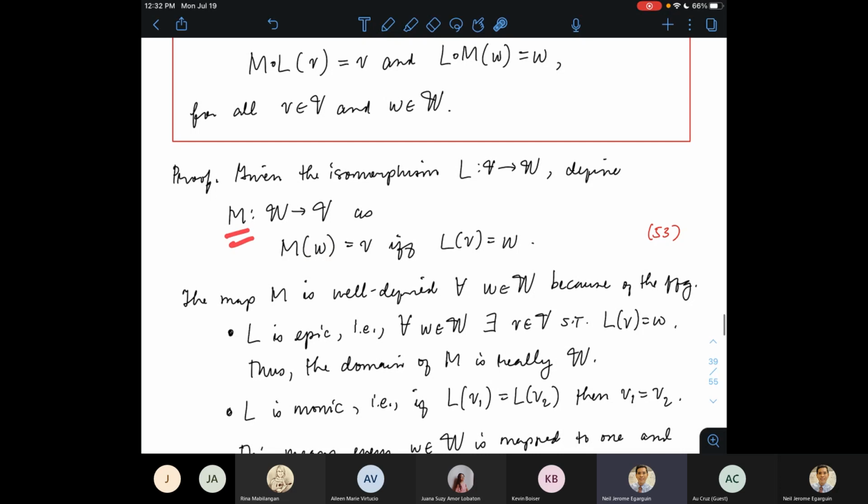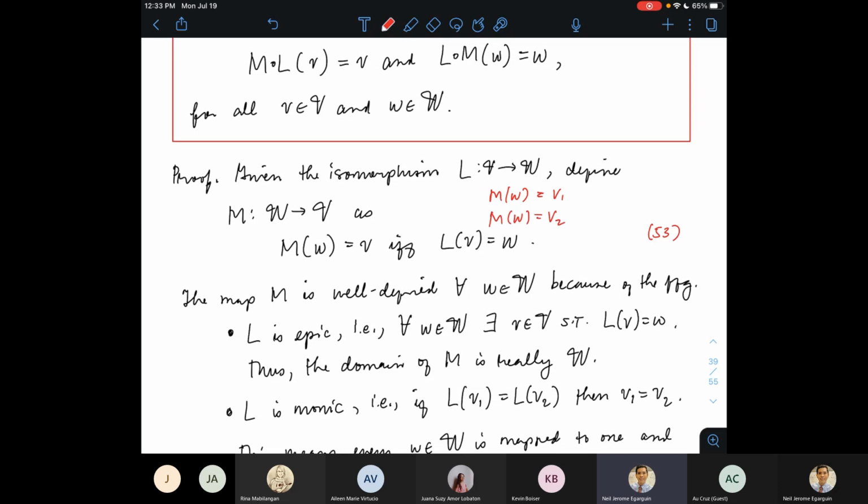Because M must first be a function. For M to be a function, when I plug in one element of the domain, I should always get only one element of the range, right? It is not allowed for W to be mapped to two different elements of the range. So in this case, that is true because L is monic. Meaning, if M of W is equal to V1 and M of W is equal to V2, then for M to be a function, V1 must be equal to V2, right? Every element of the domain is mapped to exactly one element of the codomain.